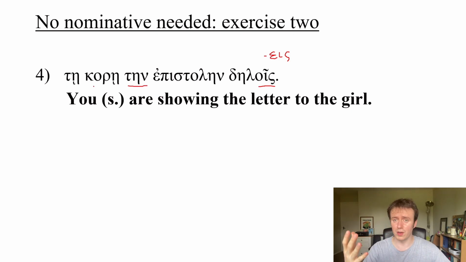We had to say to the girl because of the fact that the girl is in the dative singular as indicated by the feminine dative singular definite article. The letter was accusative, the girl was dative, and that's why we said to the girl, because she was in the dative case, which we learned about in the last video.